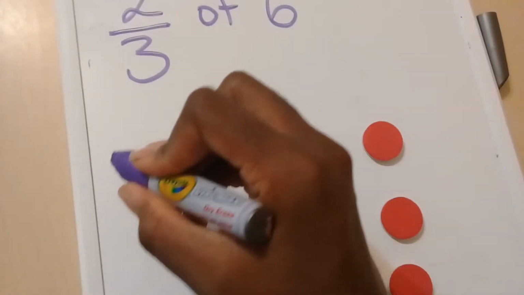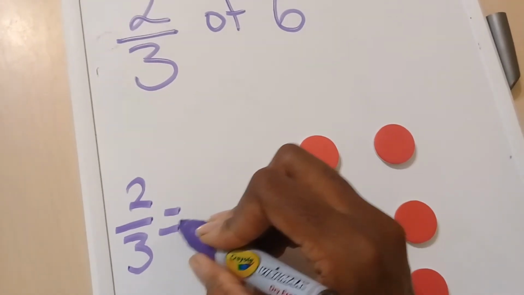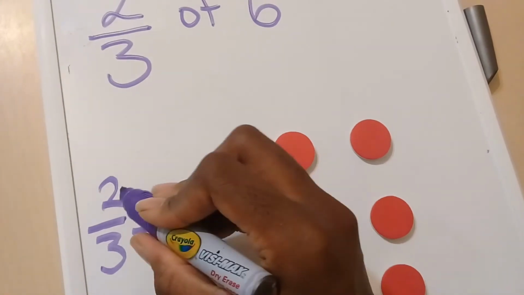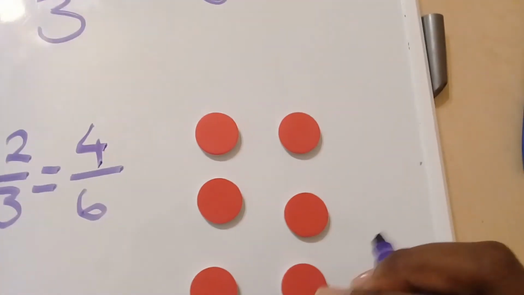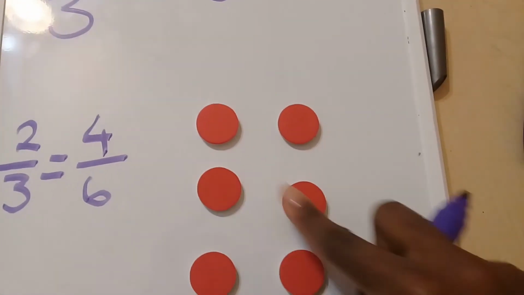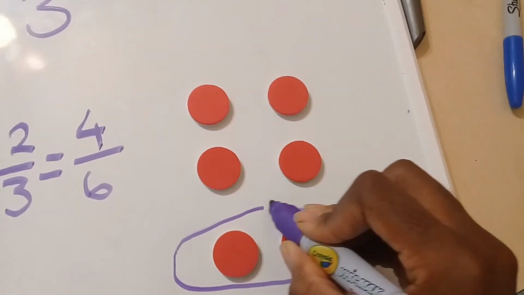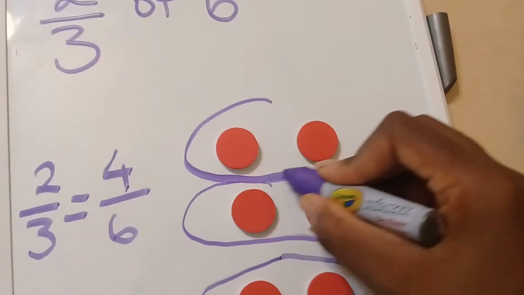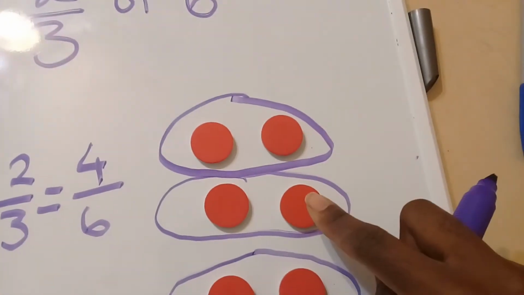Or I can also do my equivalent fraction method, where I find what 2/3 is equal to if I change the denominator to 6. To get from 3 to 6, I just double, so I do the same to the top. 2 times 2 is 4. Now, I can see here clearly that my answer is 4 candies, because I have 3 groups, 1, 2, and 3. And if I pick 2 of the groups, as I'm told to, 2 of the 3 groups, 1, 2 groups, it's 4.